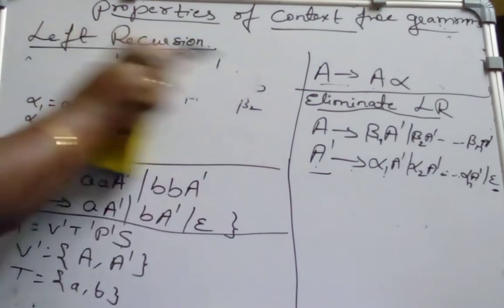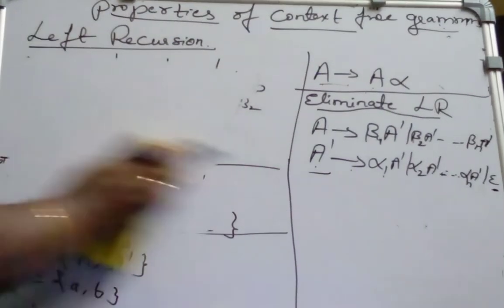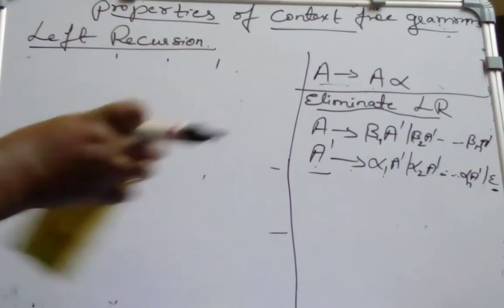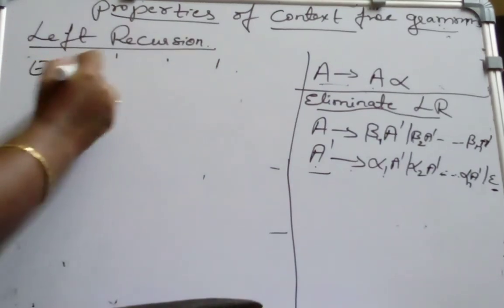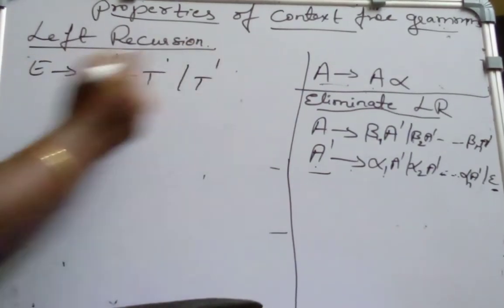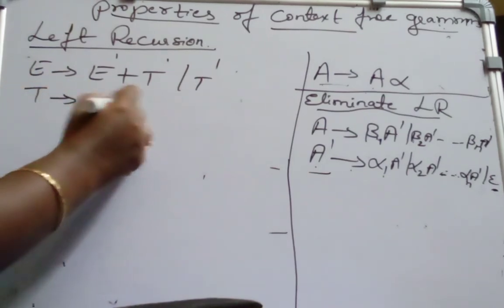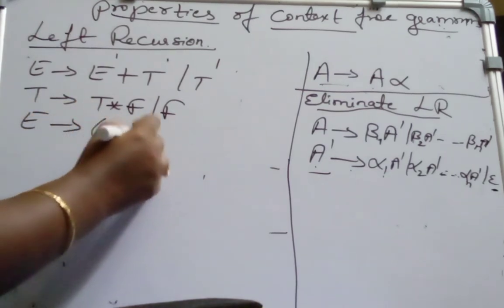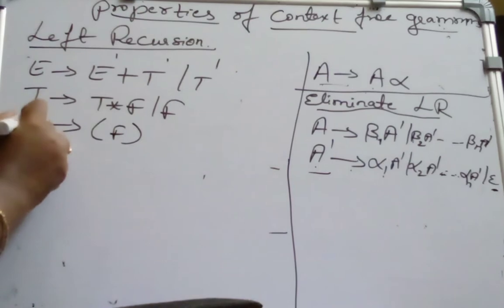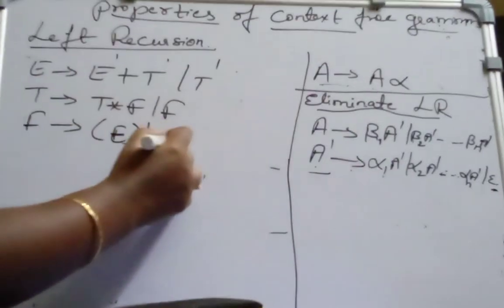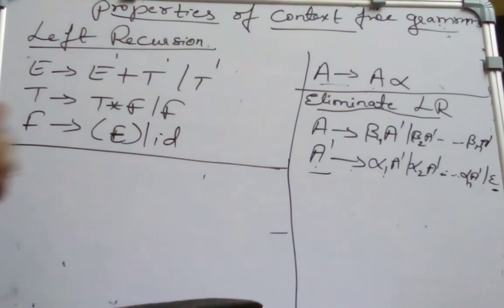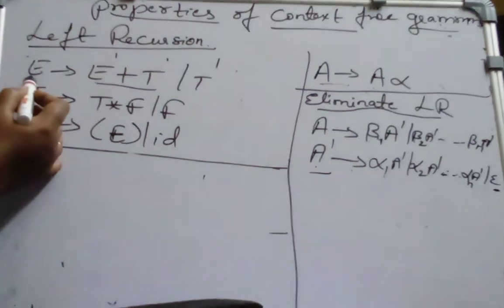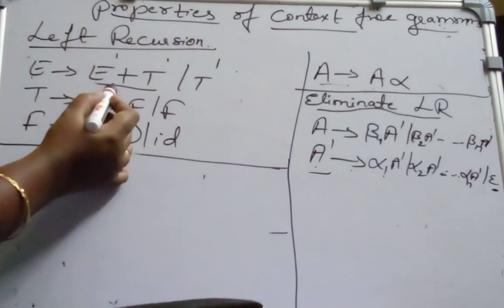Okay guys, this is one example. Now again we'll take a second example of how to remove the left recursion. Suppose my productions are of the form E derives E plus T or T, and T derives T star F or F, and F derives E or ID. Now, if you observe, this grammar again has left recursion. The first symbol on the right hand side is the same as the left hand side symbol, so it has left recursion.